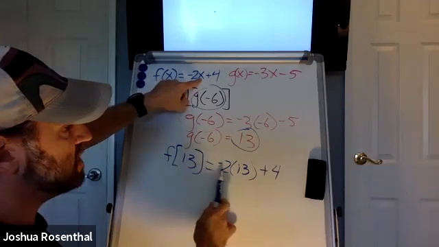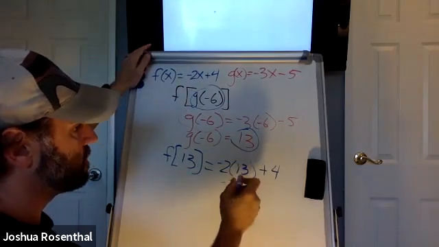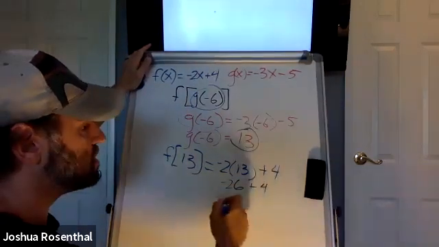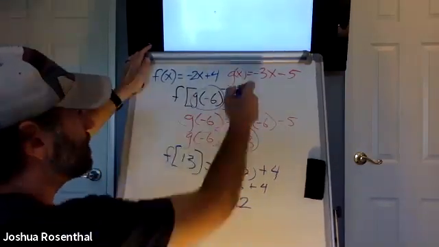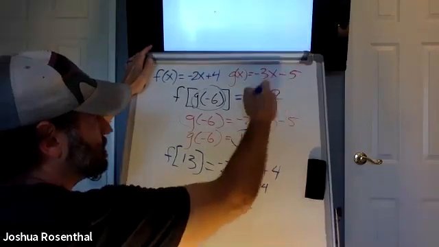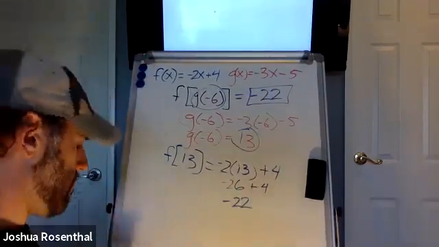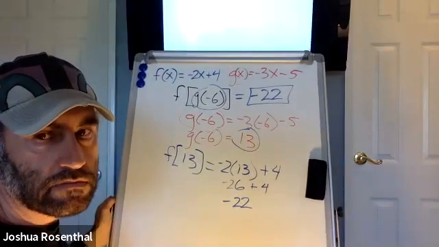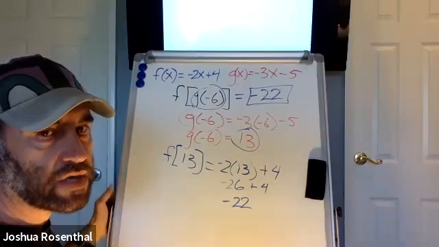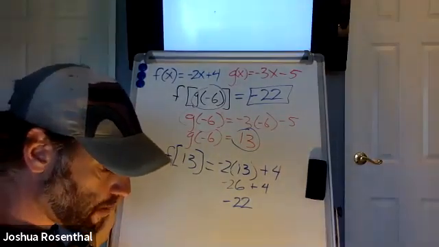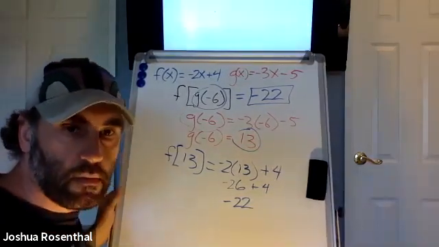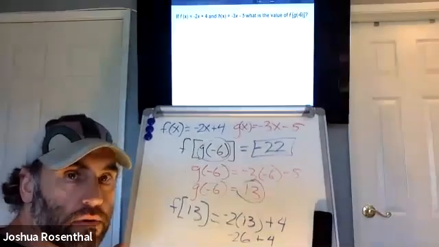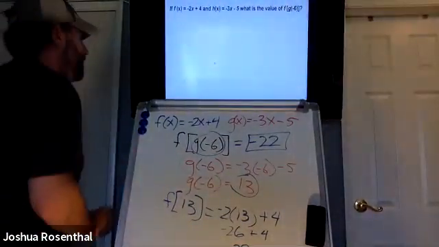That gives me negative 26 plus 4, which is negative 22. And that's it. There's nothing else to do. So the answer to this was negative 22. This is my solution. Okay. It's a problem within a problem. Yeah. Any questions about that? Okay. Let's move on.